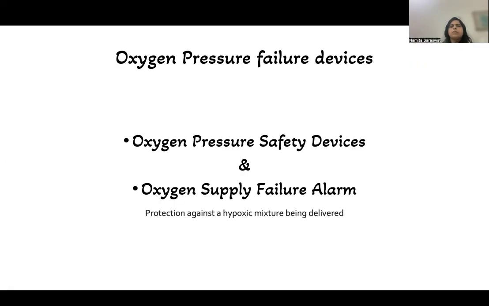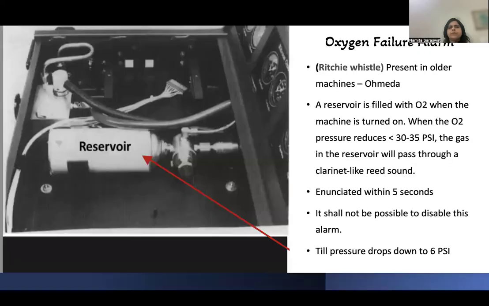Now moving on to oxygen pressure failure devices. There are two types: oxygen pressure safety devices, or oxygen fail-safe valves, and oxygen supply failure alarm. These are instituted in the machine to provide protection against a hypoxic mixture being delivered to the patient. You might have heard about the Ritchie whistle, which is asked in exams also. It is an oxygen failure alarm.